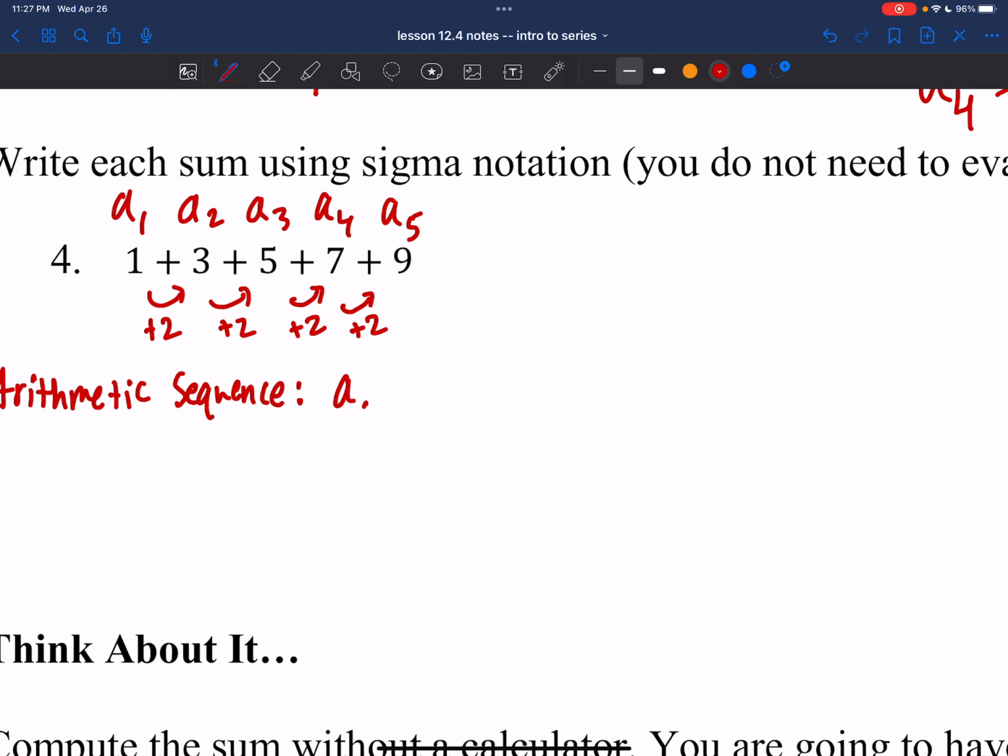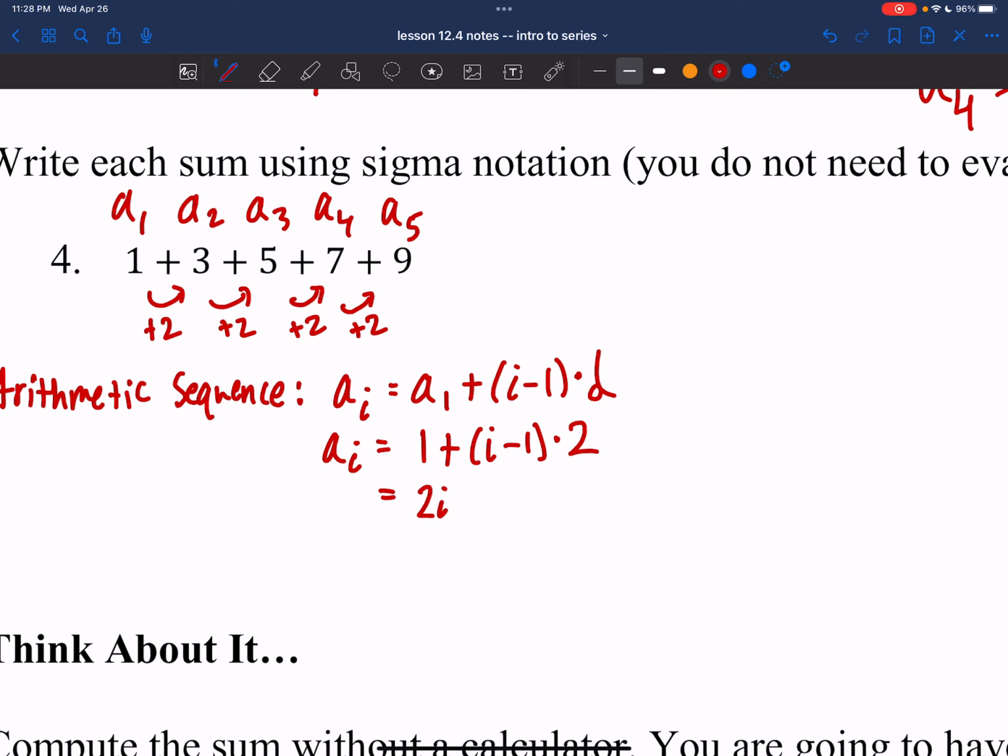Well, a sub i equals the first term a sub 1 plus i minus 1 times d, where d is the common difference. So in this case, a sub i equals a1. What's the a1? Well, it's the first term, 1, plus i minus 1 times the common difference, d is 2. Now I can clean this up a little bit, distribute the 2, I get 2i minus 2 plus 1 is minus 1. So that's what a sub i is.